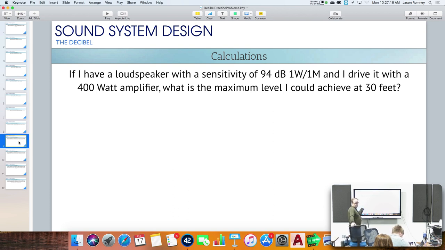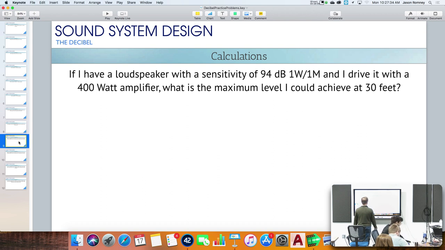But this is a real deal problem, right? Because sometimes it's like, hey, this is your loudspeaker and this is your amp. This is the one you have to use. And you're asking yourself, is this going to get the job done? Right? So I don't know. Let's see.